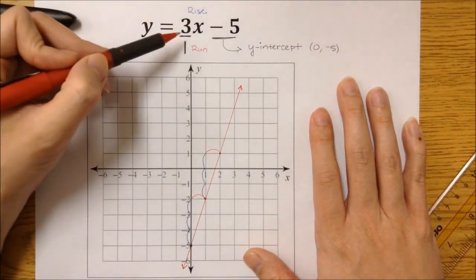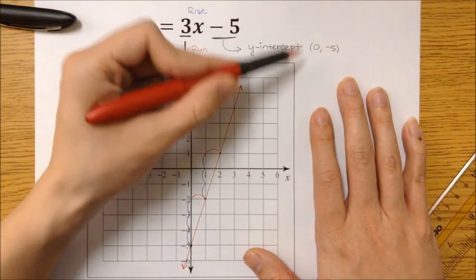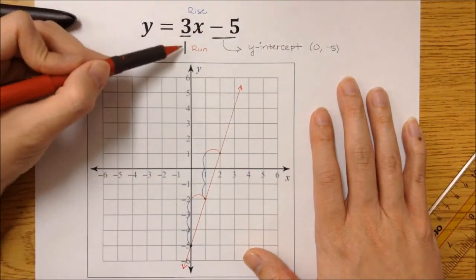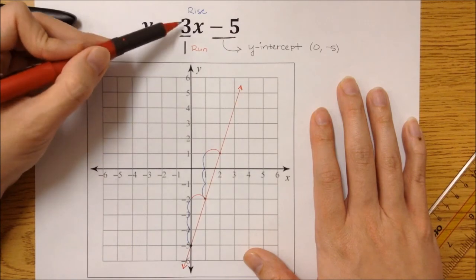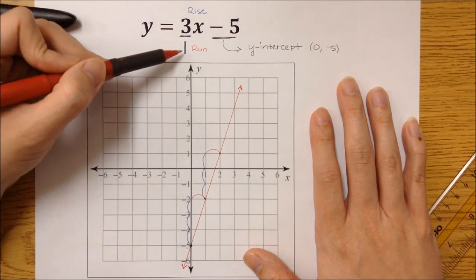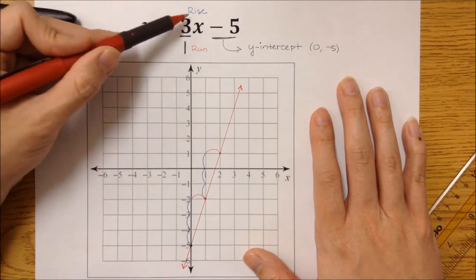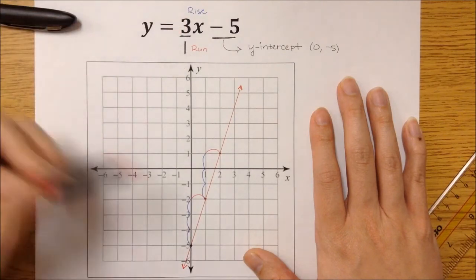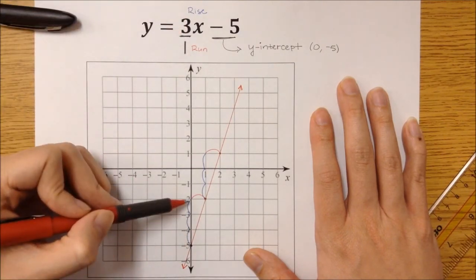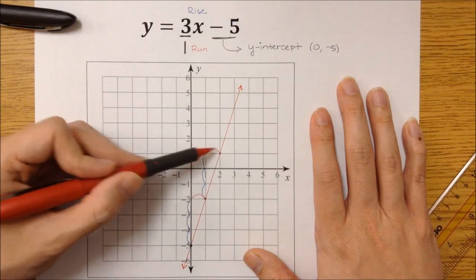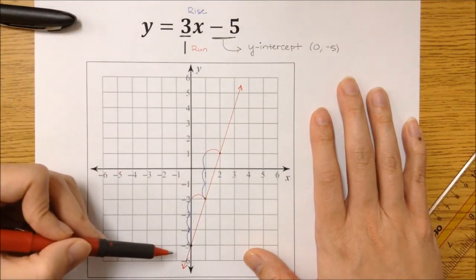So again, start off with the y-intercept 0, negative 5, and after I convert the 3 into a fraction, simply by putting it over 1, 3 is our rise and 1 is our run. So up 3, right 1, up 3, right 1. There we have our graph line.